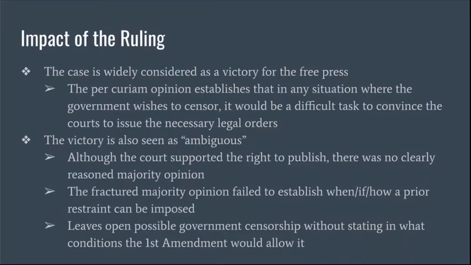But the victory is also seen as ambiguous for the reason that although the court supported the right to publish for the New York Times, there was no clear, reasoned majority opinion. So the fractured majority opinion failed to establish when, if, or how a prior restraint can be imposed, and this leaves open possible government censorship in the future without stating in what conditions the First Amendment would allow it.